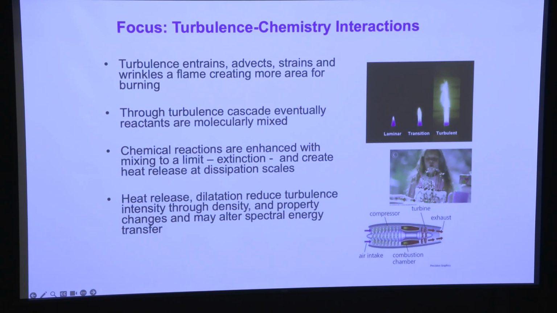Same kind of idea happens in a gas turbine combustion chamber. And so heat release and dilatation have feedback on the turbulence intensity through the density and through property changes, like viscosity as a function of temperature. And the combustion heat release can also modify the spectral energy transfer. So not all of this notion of forward cascade from the biggest scales all the way down to small scales happens as it does for incompressible non-reacting flows.